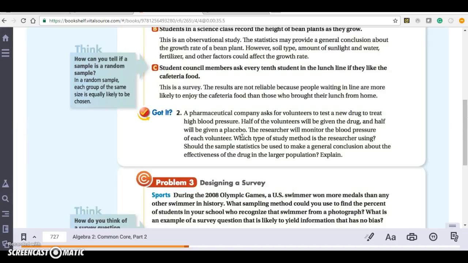The researcher will monitor the blood pressure of each volunteer. Which type of study method is the researcher using? Should the sample statistics be used to make a general conclusion about the effectiveness of the drug in the larger population? It's hard to say because we don't know how many they have gathered. So this would be kind of up to you.